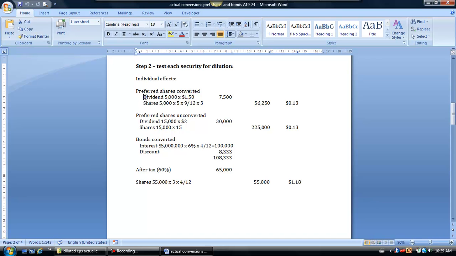So if we had converted them at the beginning of the year, as opposed to after we had paid 50 cents a quarter for 3 quarters, we would have saved 3 quarters worth of dividends, which is 50 cents a quarter times 3, or $1.50 a share. So the dividend we would have avoided would have been $7,500, and that would have been money available for the common shareholders.